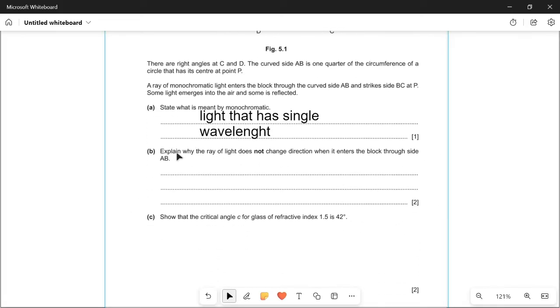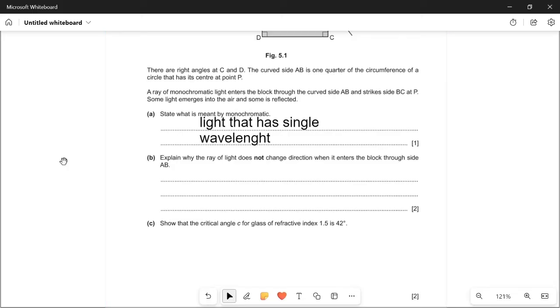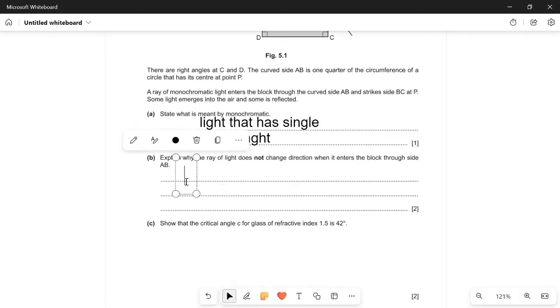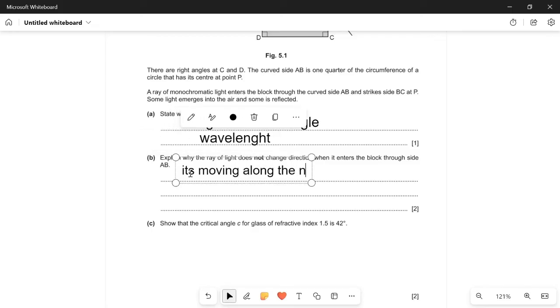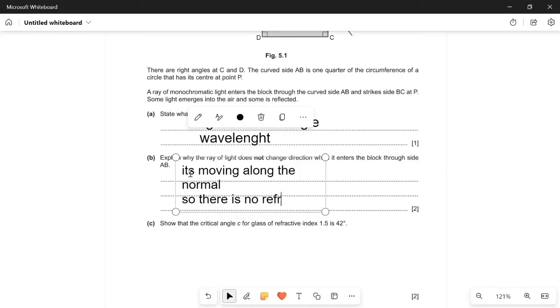B. Explain why the ray of light does not change direction when it enters the block through the side AB, so through the curved side. One of the reasons for that could be that the ray is moving along the normal line. So it's moving along the normal. So there would not be any refraction of light.